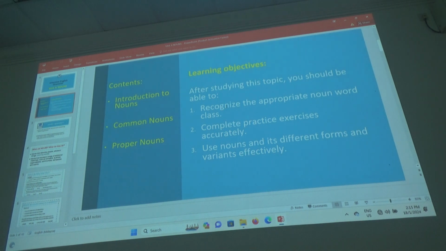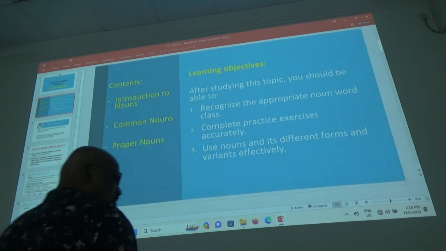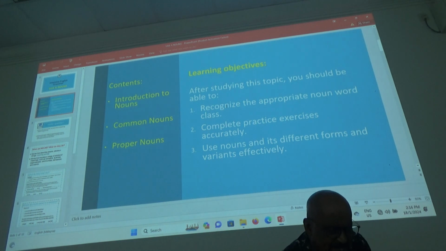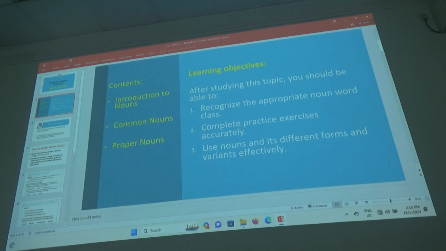Now, okay, that's the first learning. Nouns got 2 types. Common nouns and proper nouns. Is that okay? Any extra nouns? Alright. So, we have to understand what are common nouns, what are proper nouns. Let's try and understand them. Alright?